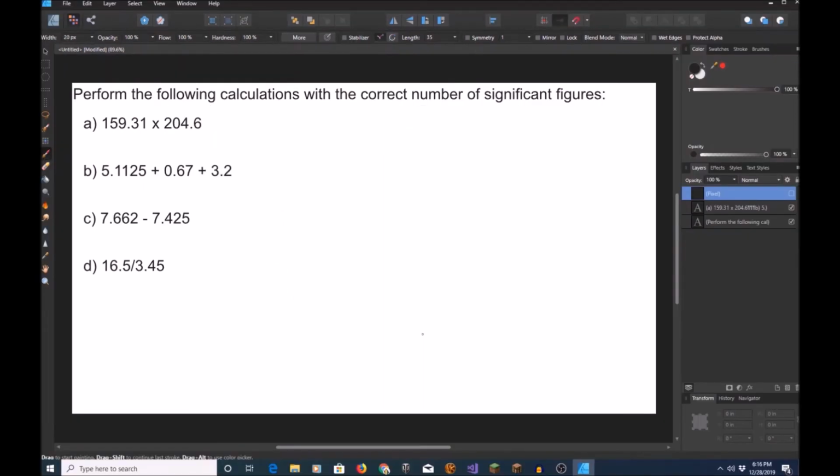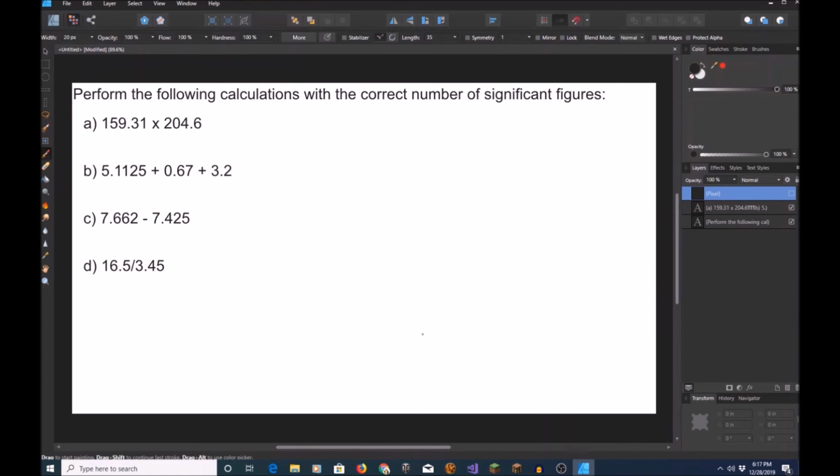Okay, so in this next question we're asked to perform the following calculations with the correct number of sig figs. And our calculations are 159.31 times 204.6, 5.1125 plus 0.67 plus 3.2, 7.662 minus 7.425, and 16.5 divided by 3.45.